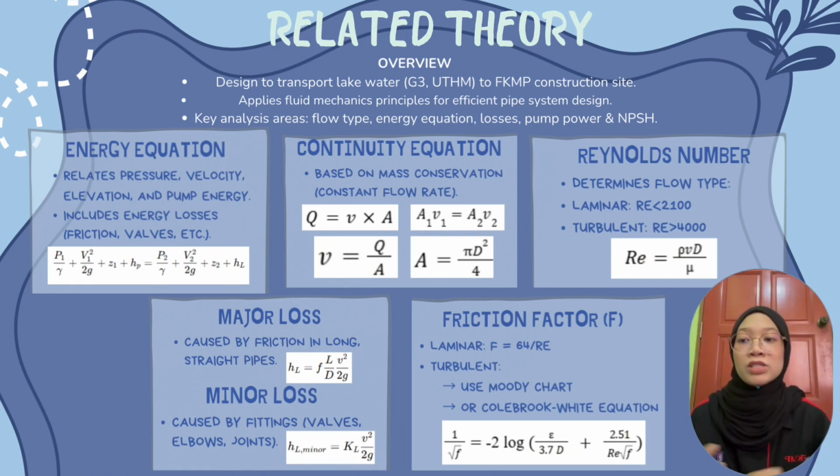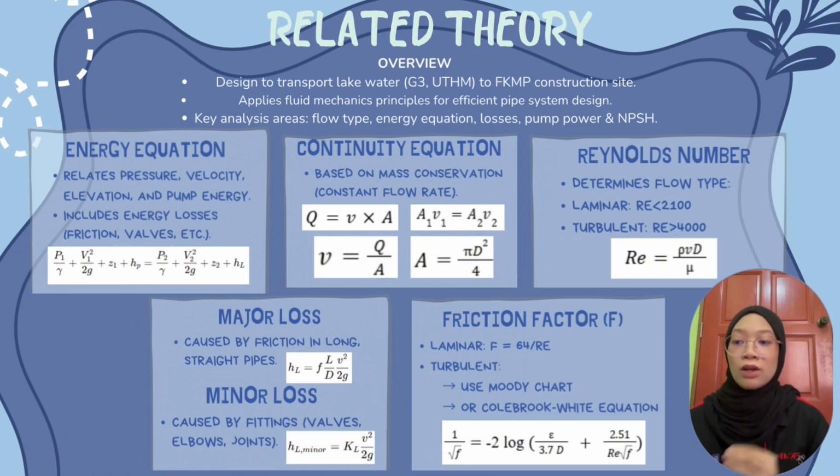Next is about major losses and also minor losses. As we know, the energy equation involves the head loss, so we need to find the head loss, both major and minor. Major loss is caused by friction in long straight pipes, determined using HL equals f times L V squared over 2gD, where f is the friction factor. If the flow is laminar, we can directly use f equals 64 over Reynolds number. But if it is turbulent flow, we can use either the Moody chart or the Colebrook-White equation.